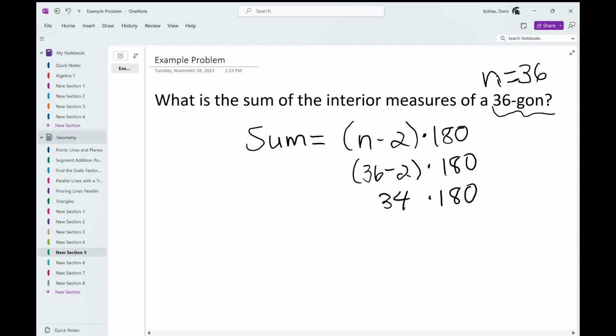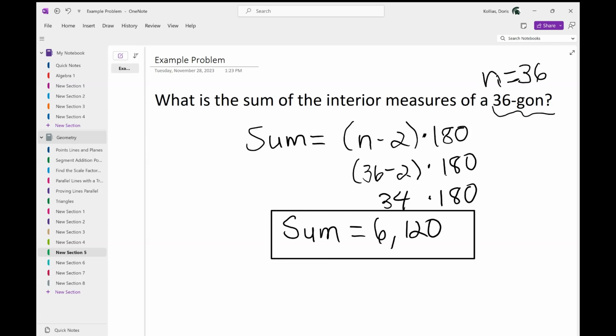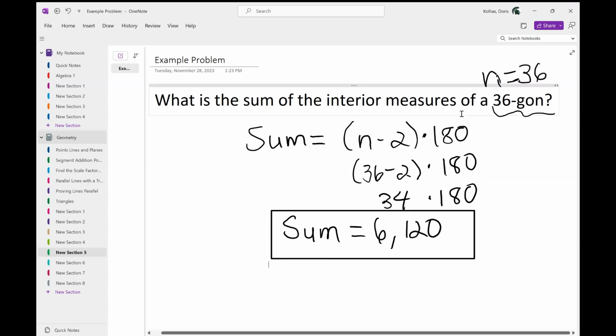And so when we do that math, 34 times 180 is going to be a sum total of, that's not right. Let's try that again. 34 times 180 is going to have a sum total of 6,120. That's what you would get if you were to add up all the interior angles of a 36-sided polygon.